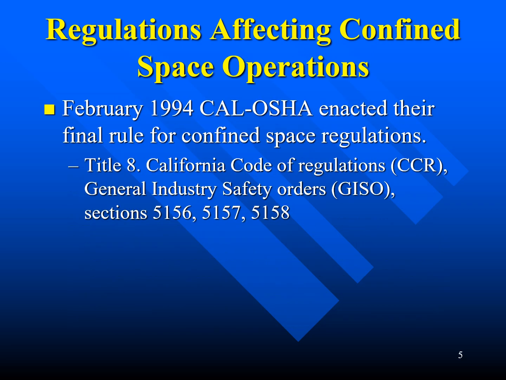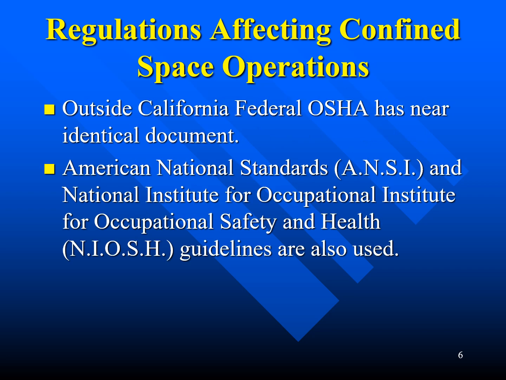Let's take a look at the regulations affecting confined space operations. In February 1994, Cal OSHA enacted their final rule for confined space regulations. This can be found in Title 8 of the California Code of Regulations, General Industry Safety Orders, Sections 5156, 5157, and 5158. Outside California, federal OSHA has a near identical document.